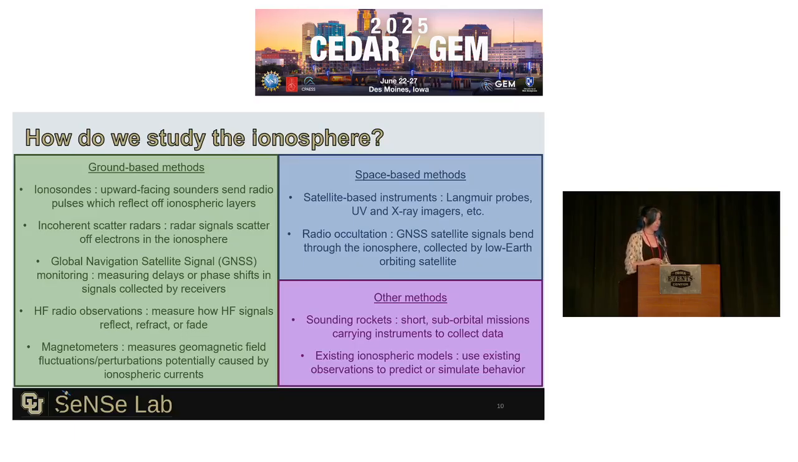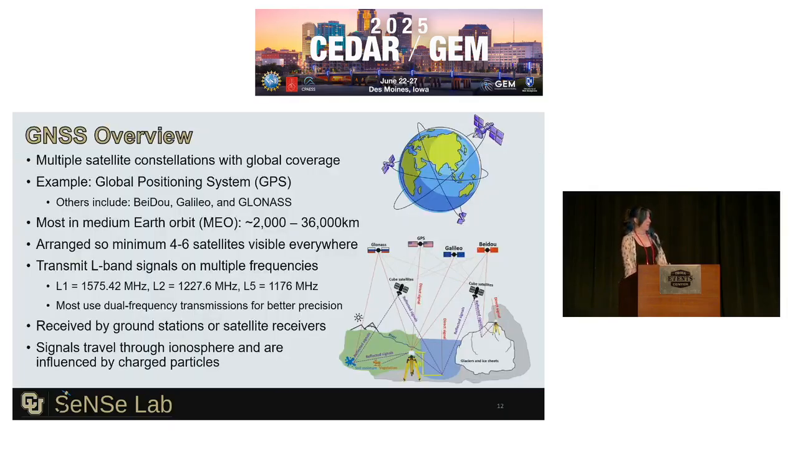Me being from a lab that specializes in GNSS methods, I'm going to give you a brief overview of how that works and how we look at the ionosphere. As a general overview of what GNSS is, it's just multiple satellite constellations with global coverage that are responsible for positioning, navigation, and timing, as I said. An example that most people think of is GPS, the Global Positioning System, but we've also got BeiDou, Galileo, and GLONASS. Most of these satellites are in a middle Earth orbit, or MEO, which ranges from 2,000 to 36,000 kilometers, but I believe most of them sit in a 20 to 25,000 kilometer orbit.